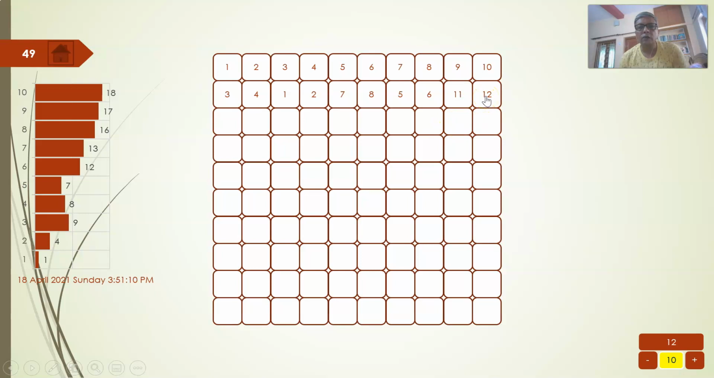It has to be 12 because it has to be different from 11, 6, 5, 8, 7, 2, 1, 4, 3. It has to be distinct from 10, distinct from 12, and distinct from 1 because 1 is in the broken diagonal. So let me see if I could fill in this 10 by 10 grid with numbers less than 18.